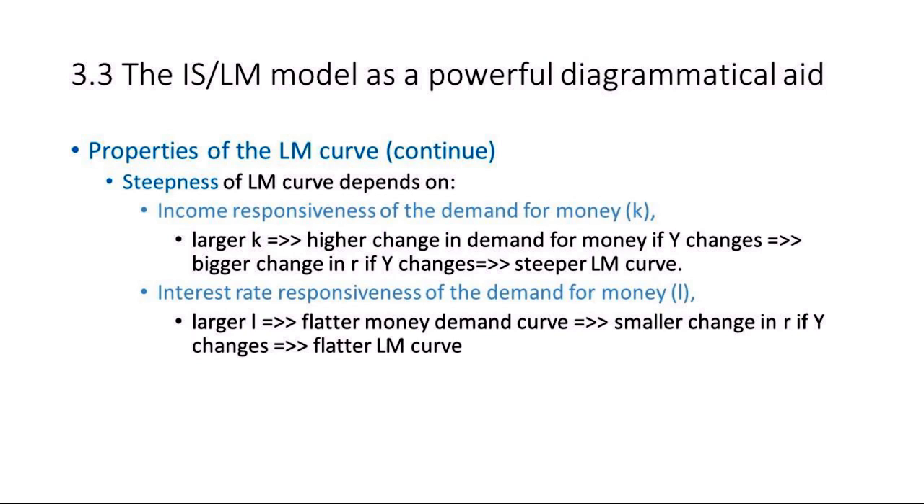The slope of the LM curve also depends on factors that we've already mentioned in previous videos. So how responsive is the demand for money when there is a change in income? Incomes go up. By how much does the demand for money go up? That's a specific parameter that we need to keep in mind. So we know if this value of K is larger, then the steeper the LM curve will be. And then how responsive is the demand for money to a change in interest rates? And again, if this L parameter is larger, then you have a flatter LM curve.